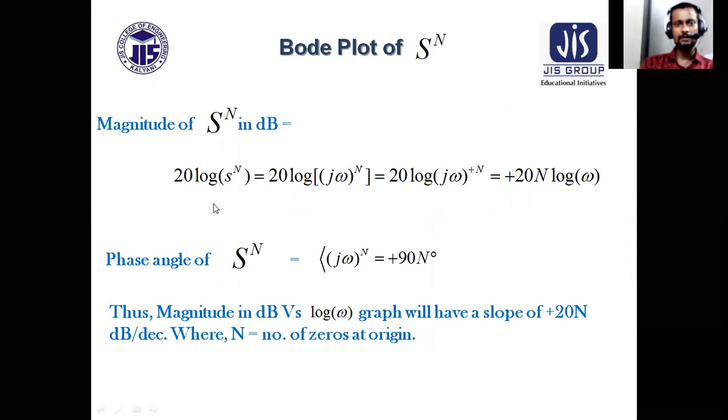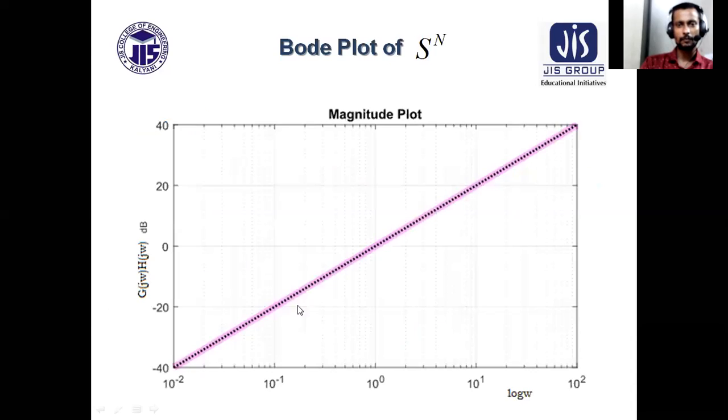Now the Bode plot of s to the power n is more or less similar to that of 1 by s to the power n. That means the number of zeros at the origin. So the magnitude of s to the power n will be 20 log of s to the power n. That is 20 log of j omega to the power n. That is 20n log omega. So it will have a plus 20n dB per decade slope.